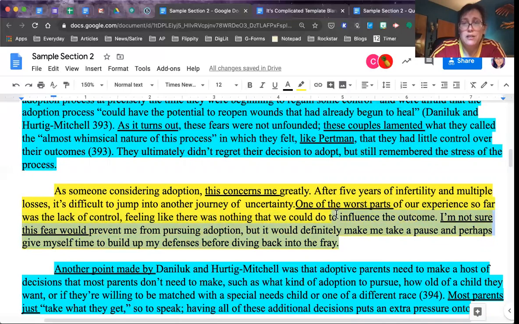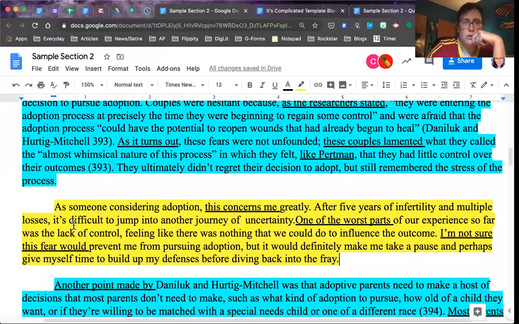So what I've done here is connected it to my own experience, which you may or may not have with your issue. But I came to some conclusion, okay, what does this mean to me? How am I going to take what I've just learned and apply it? The other thing I want to point out was I brought up this, one of the worst parts of the experience so far was the lack of control.